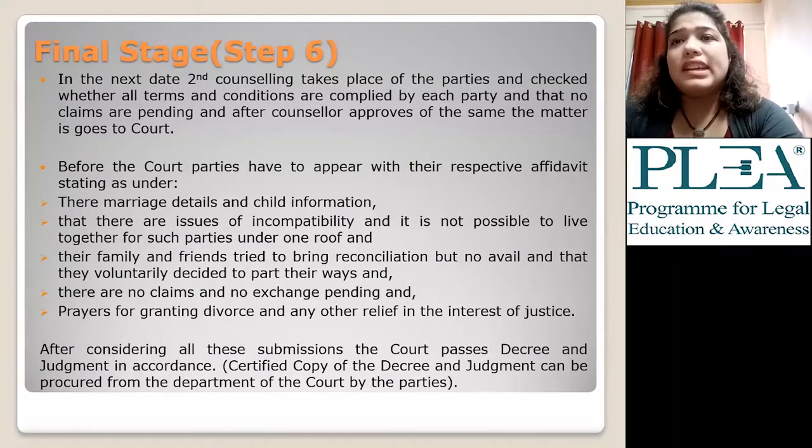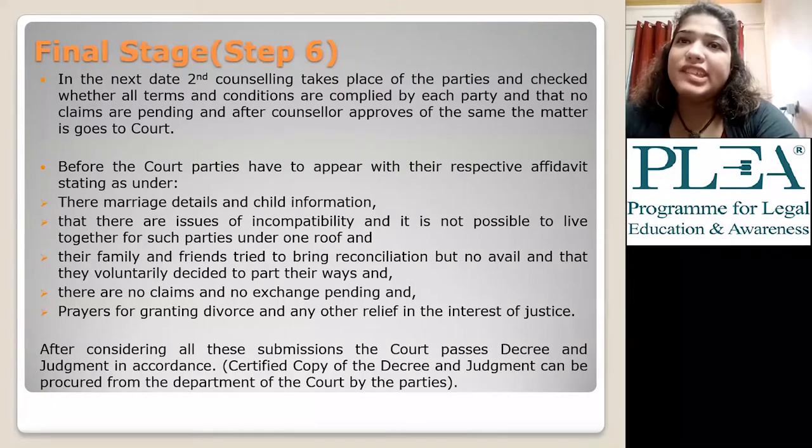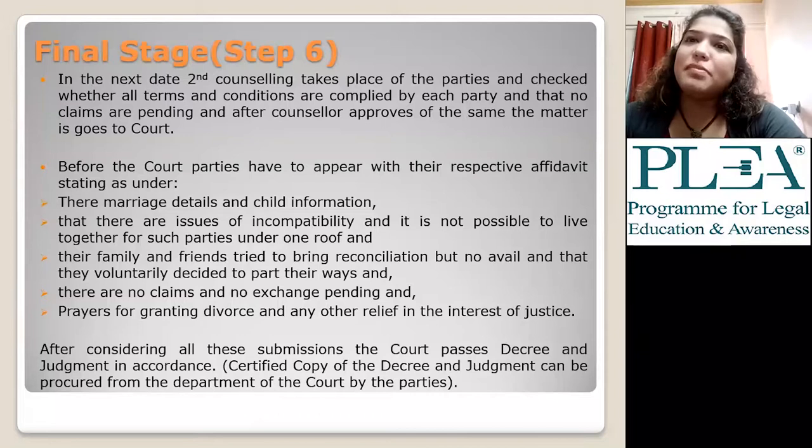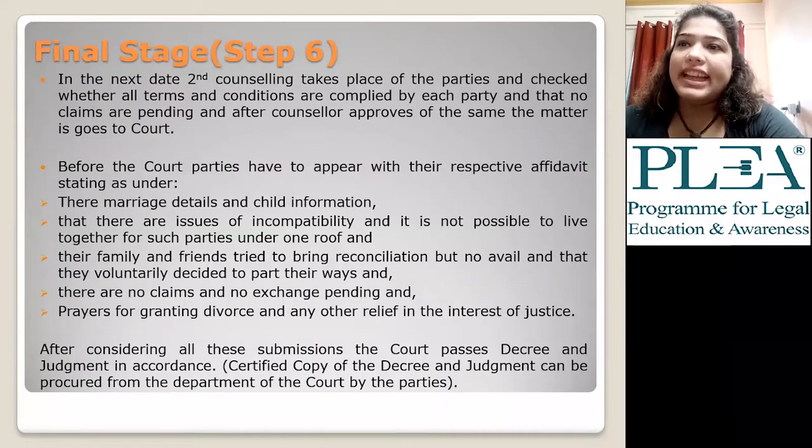Then, before the court, the parties have to appear with their respective affidavits. After the counseling is over, both petitioner number 1 and petitioner number 2 go to the court where the judge is. Before the judge, they have to provide their affidavits, of petitioner number 1 and petitioner number 2 separately. It basically states the marriage details and whether there are any children in the marriage. Then there were issues regarding compatibility, and it was not possible for such parties to stay under one roof. Their family and friends tried to bring reconciliation, but to no avail, and they have voluntarily decided to part ways, and there are no claims or exchanges pending.